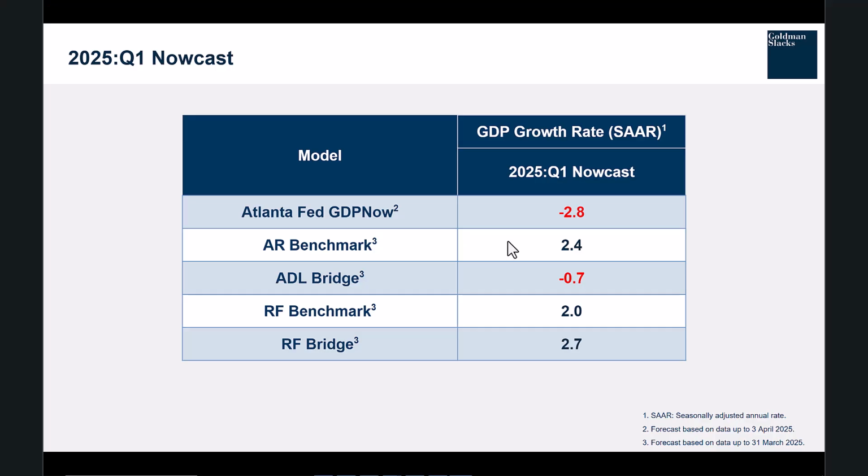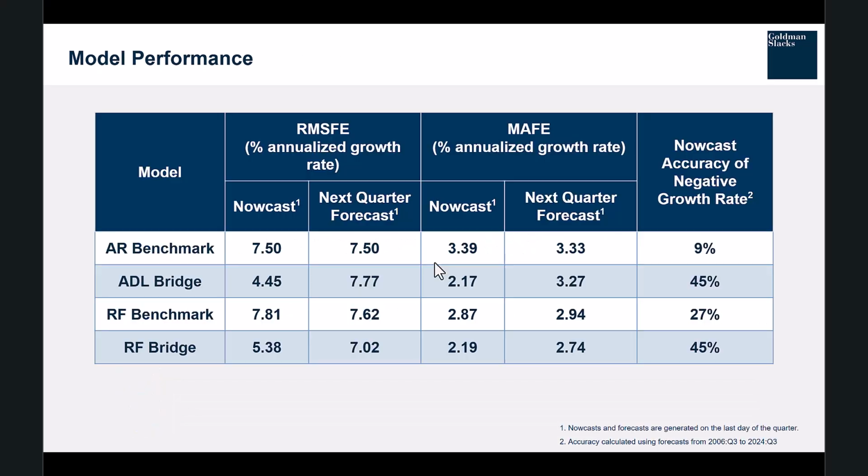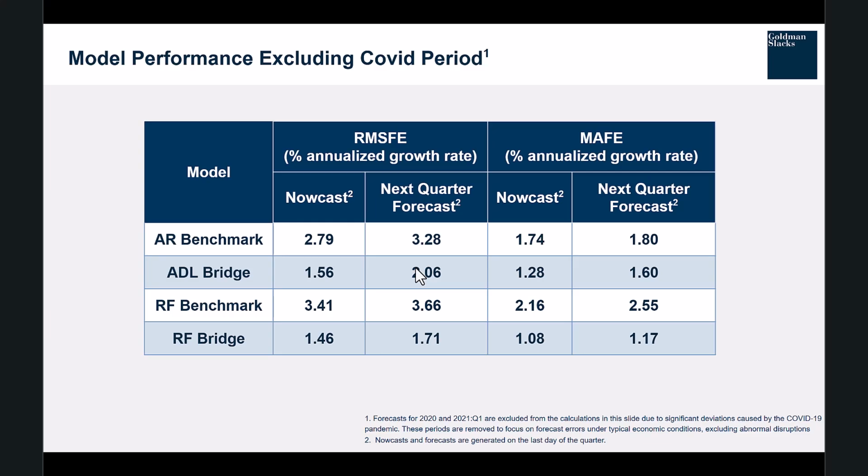For 2025 Q1, the Atlanta Fed's model and our ADL bridge model nowcast negative GDP growth. We use a rolling window to evaluate forecast performance for the current and next quarter. Sliding the window to include data from the next month updates the forecast with a revised flash estimate. Pseudo out-of-sample forecasts are generated for 48 quarters to obtain these metrics. The bridge models outperform at accurately predicting negative growth rates. These metrics exclude the extreme fluctuations in the COVID period.